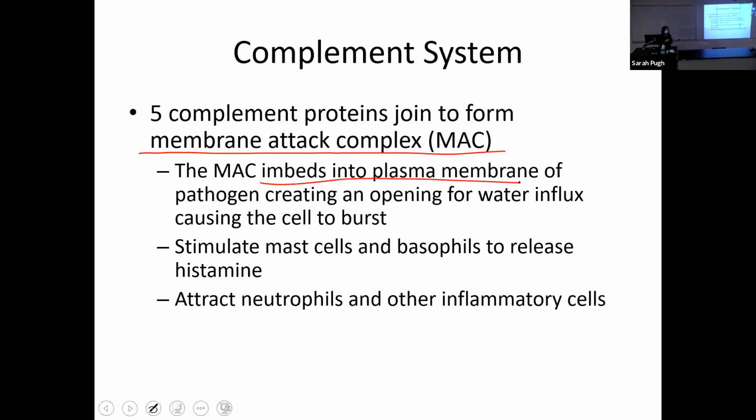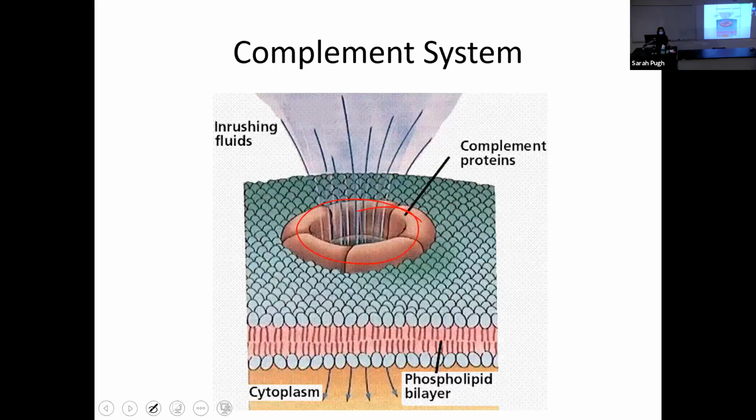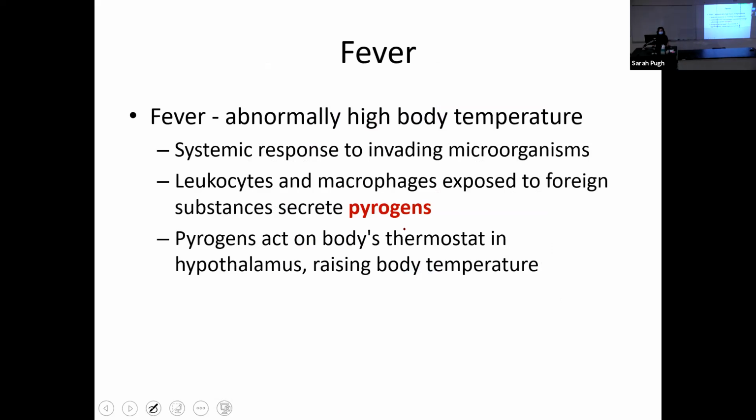And if you have a cell that now has a giant hole in it, water is going to move in and out. And typically what's going to happen is water is going to flush into that cell very quickly, and it's going to cause the cell to burst open. Also, if complement proteins are activated, it's also going to stimulate mast cells and basophils to start releasing histamine. It's also going to attract neutrophils, so other white blood cells, to the area to help fight off the infection.